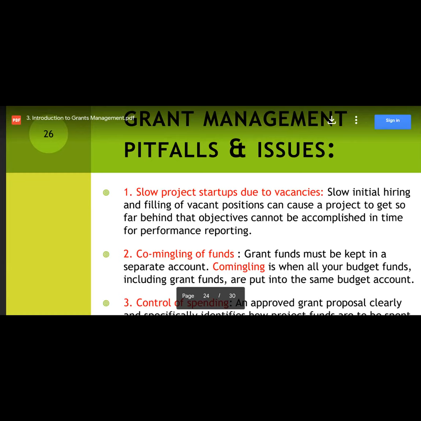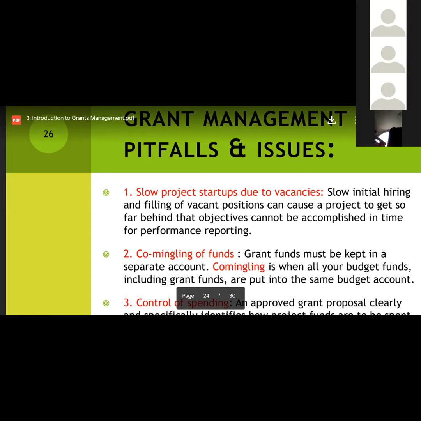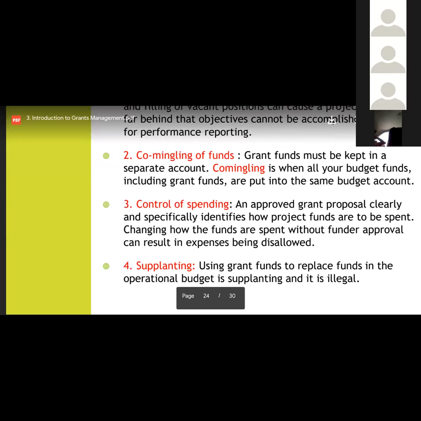It's always good to make sure that grant funds are kept in separate accounts, because commingling will always happen when your budget funds, including your grant funds, are put in the same budget account. So this basically brings the challenge of commingling, and it is important that you always ensure that grant funds are processed in separate accounts, because if you commingle funds, then you will not be able to have an accurate accounting for your different donors, to whom you need to show how you have used your funds.